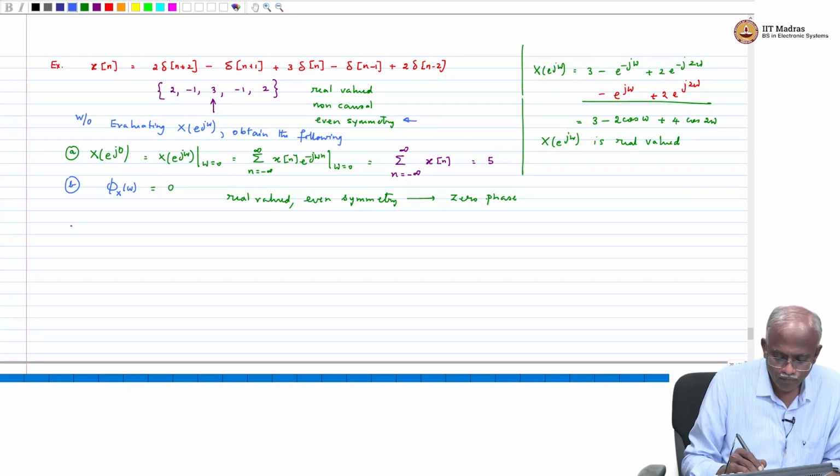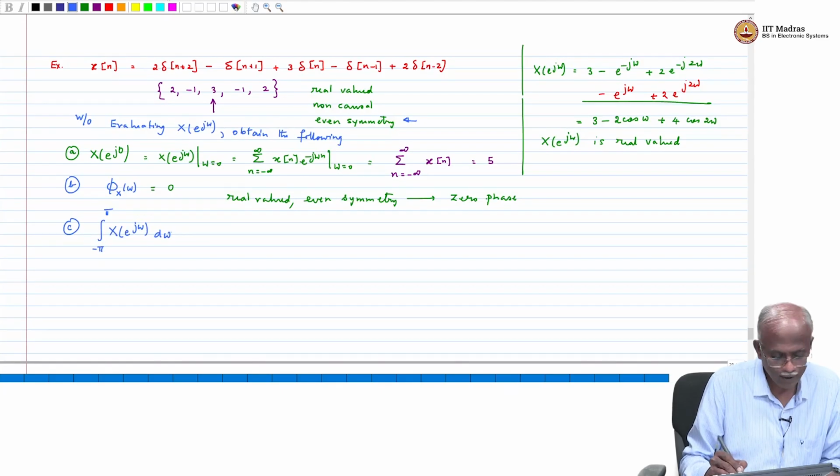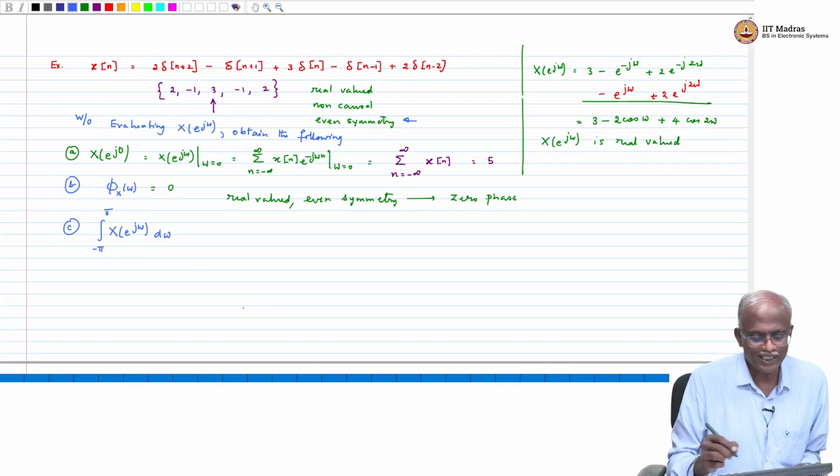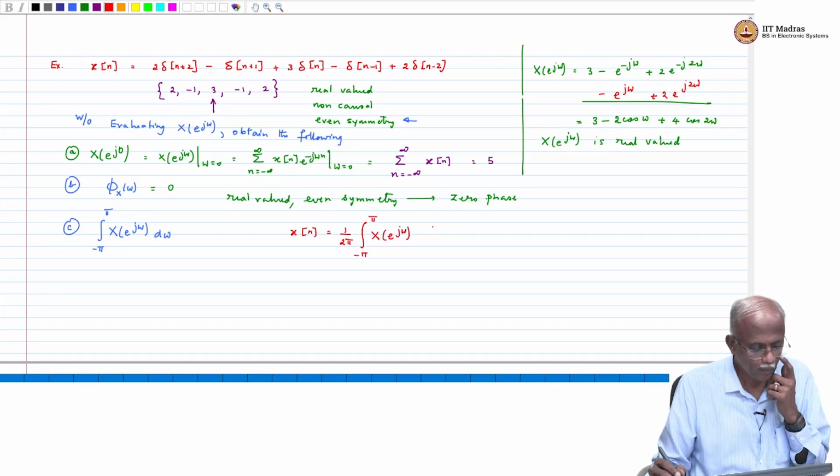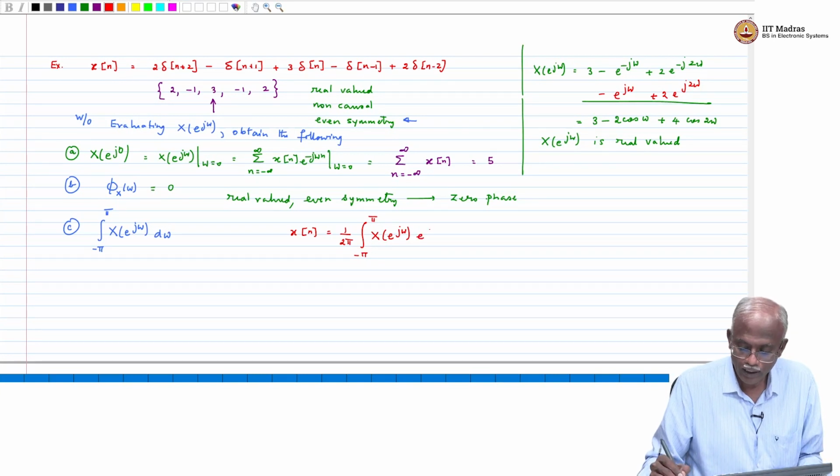The third one, integral minus pi to pi X e of j omega d omega. What is this equal to? How do we calculate that? So, look at the expression for x of n. It is 1 by 2 pi integral minus pi to pi X e of j omega e power j omega n d omega.